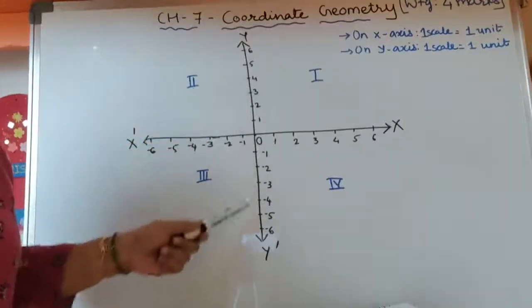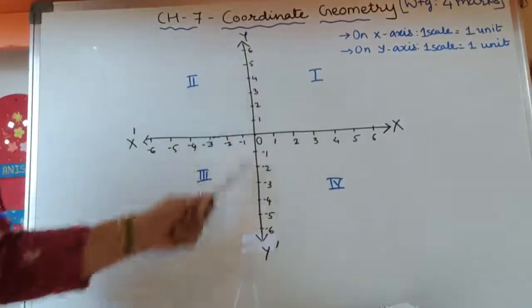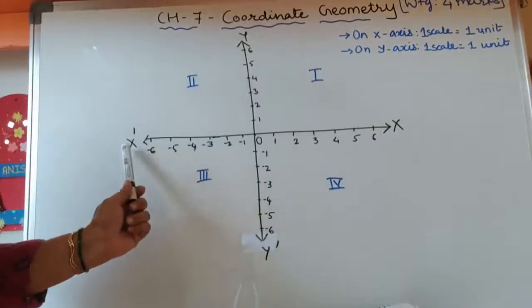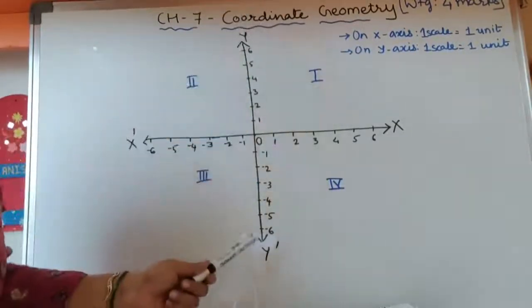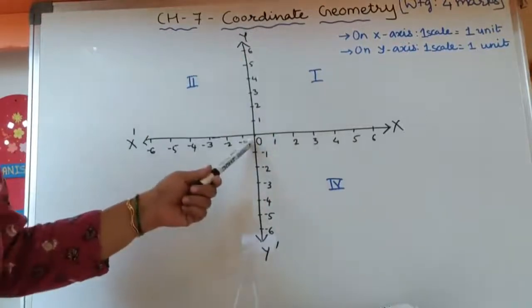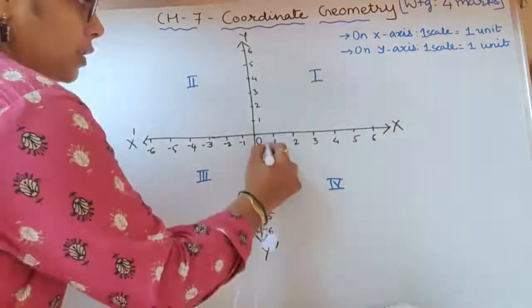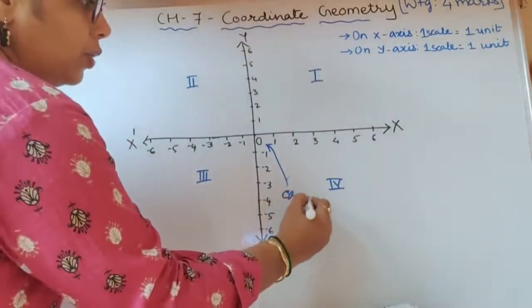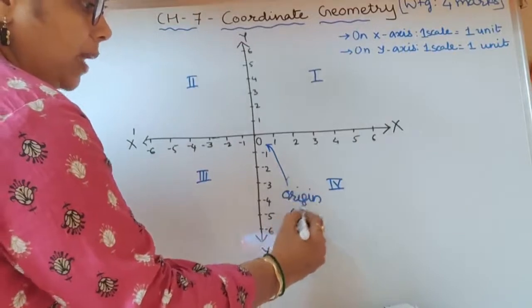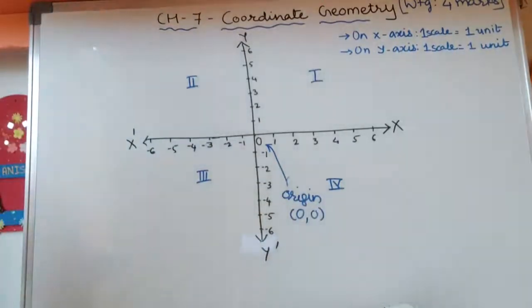Now let's draw a quadrant. To draw a quadrant, we have to draw lines. The horizontal line is called the x-axis. The vertical line is called the y-axis, and the intersection point we call the origin. This point, the intersection point of the x-axis and y-axis, we call the origin. At the origin, the x coordinate is 0 and the y coordinate is also 0.